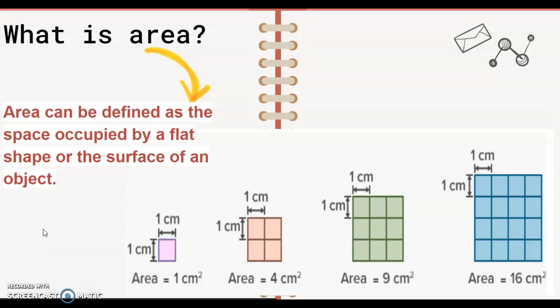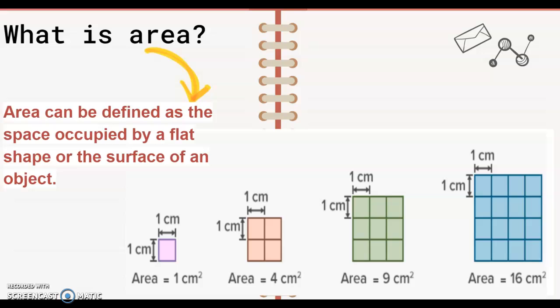What is area? Area can be defined as the space occupied by a flat shape or the surface of an object, which is basically a fancy way of saying how much surface or space a figure covers.